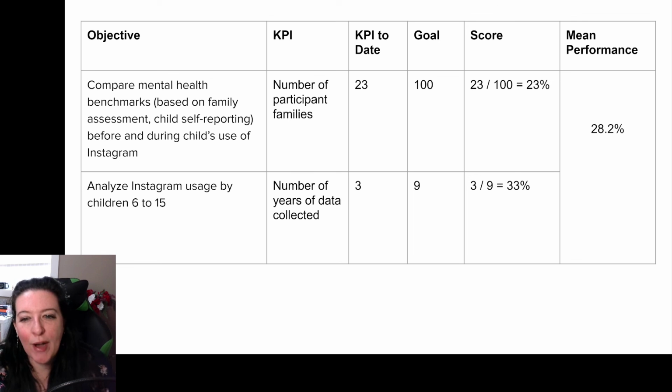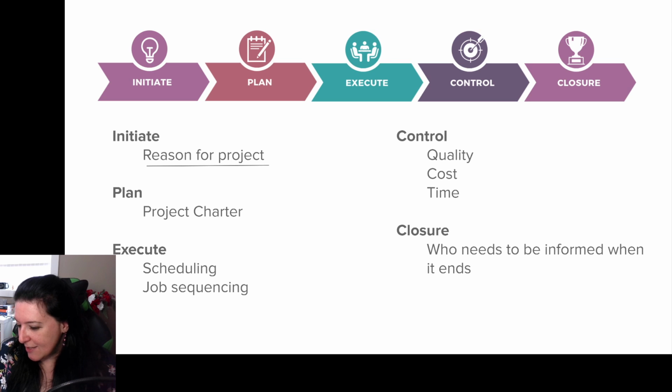We want to analyze Instagram usage by children as they progress from 6 to 15. So how many years of data have we collected? We've been in this project, let's say, for 3 years. We're collecting 3 years' worth of data, but our plan is to track them from age 6 to 15. So there's 9 more years to go. Our project is 33% complete in terms of collecting the Instagram data. Our overall performance here, we can see, is about 28%, averaging those 2 scores. So we can look at our progress and how well we are accomplishing those objectives. And remember, the objectives are how we will know if our project is successful.